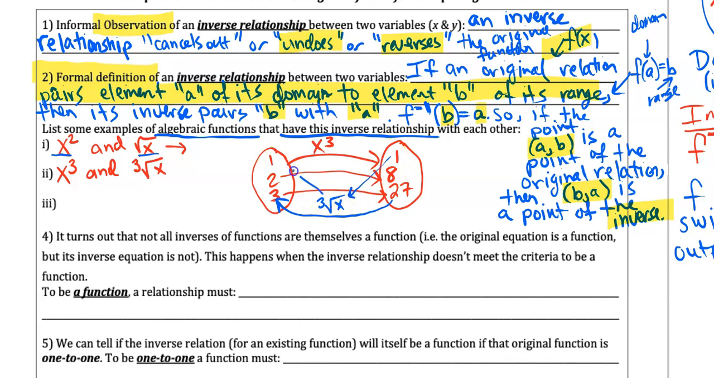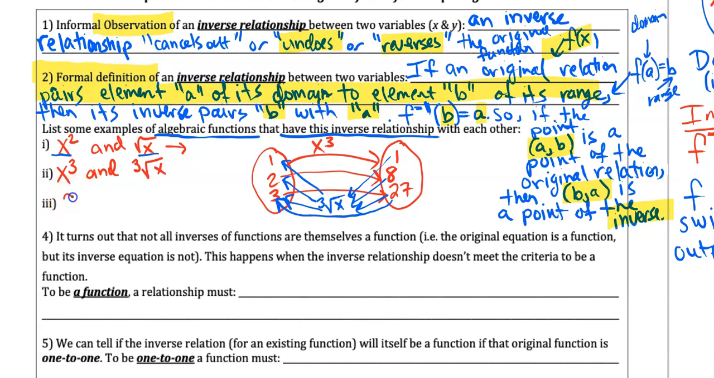If I cube root 1, I get 1. If I cube root 8, I get 2. If I cube root 27, I get 3. So a cube root will undo a cube, and vice versa, which is why we're able to use these to solve equations. And then another one, which may not be as obvious, although I'm hoping some of you thought of it, would be an exponential versus a log.